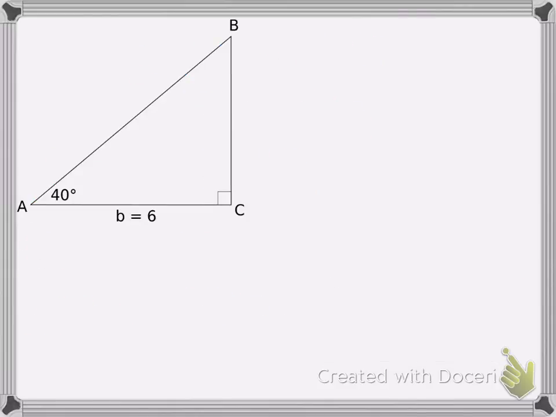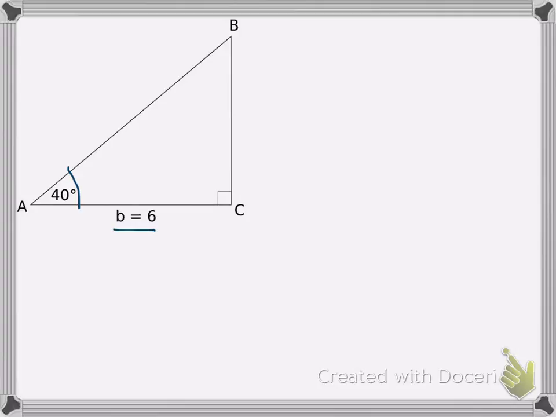Here's our first example. Make sure you copy down this example so you have something in your notes so you can reference later and study. In this example, we need to inspect what we're given. I'm given this angle right over here with A, that's 40 degrees. I'm told that this side on the bottom equals 6. Everything else, I don't know. We need to solve our right triangle.